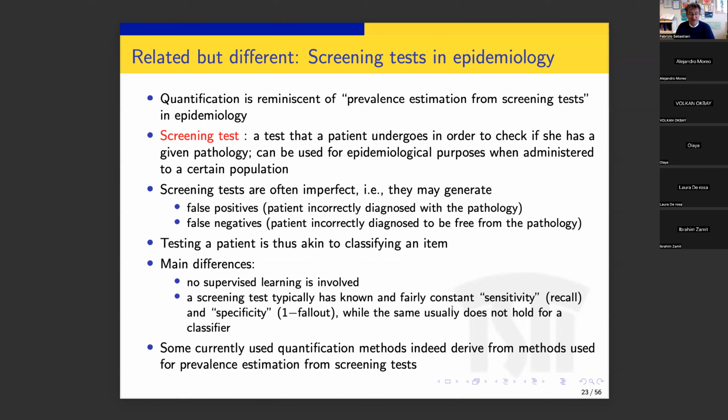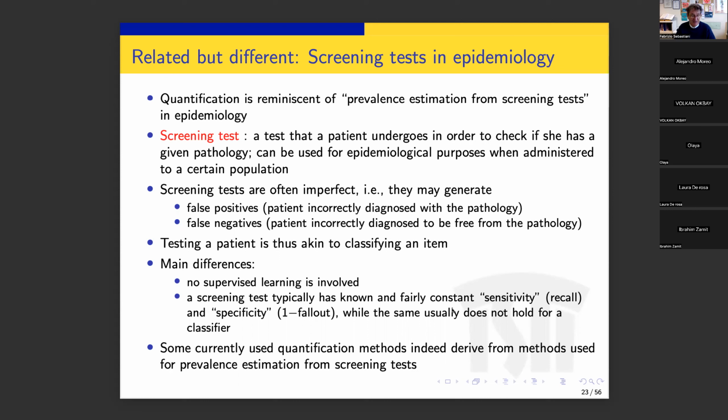So this is very much akin to classification. The differences between a screening test and a supervised classifier are that, in a screening test, of course, there is no supervised learning, and also that a screening test typically has known and fairly constant sensitivity and specificity. Sensitivity is the term that the medical field uses for recall, and specificity is the term that the medical field uses for 1 minus fallout. So it's essentially recall on the negatives. The same doesn't usually hold for a classifier. A classifier doesn't have constant precision and recall. So there are indeed differences, but there are also similarities.